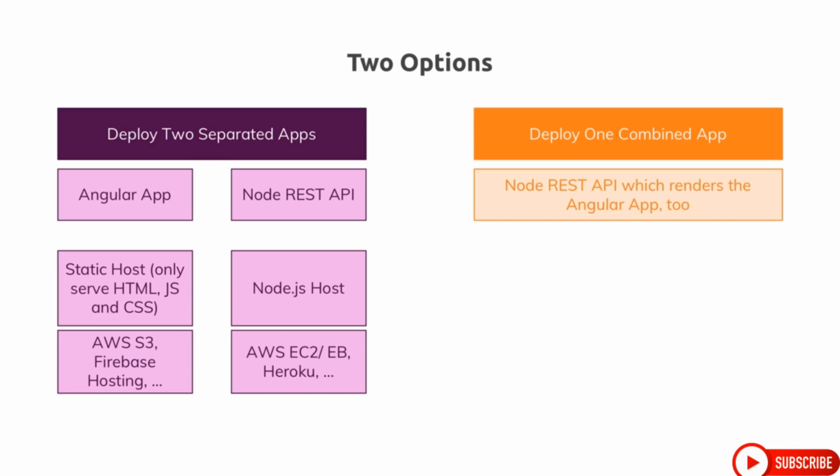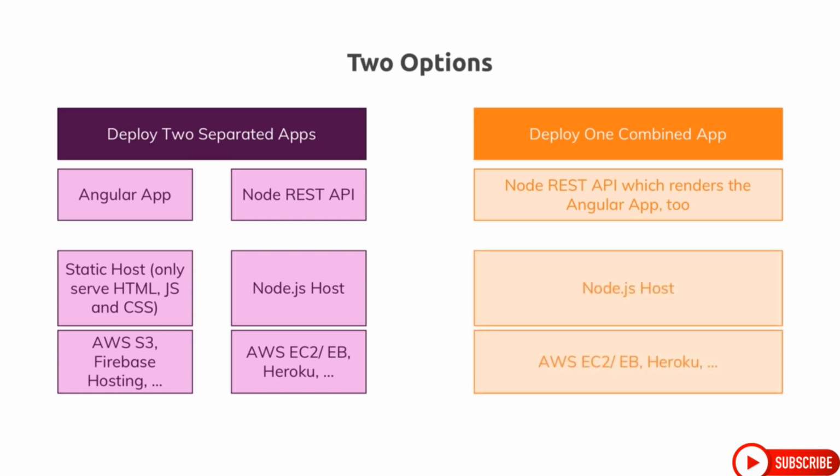Now, if we have one combined app, this differs. There, we need a host which is capable of running Node.js, because that's the smallest common denominator, so to say. And it will then also return the Angular files whilst it's doing that. Every host can do that basically, but Node.js code, that's not something every host can do. We'll need such a host for a combined app. Therefore, we need the same options as on the left for Node.js.